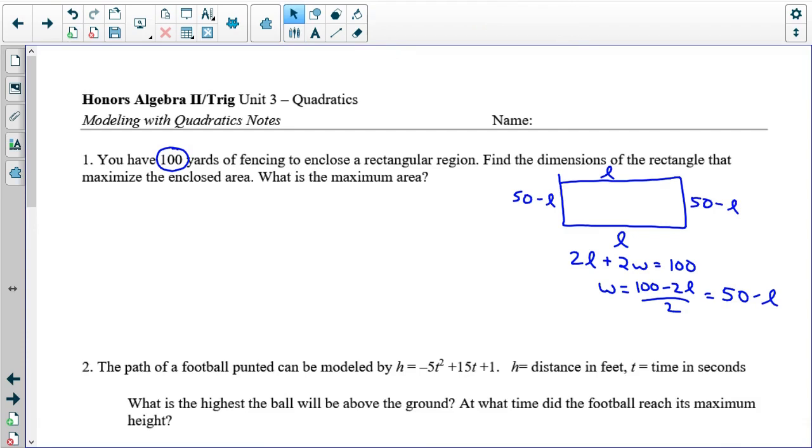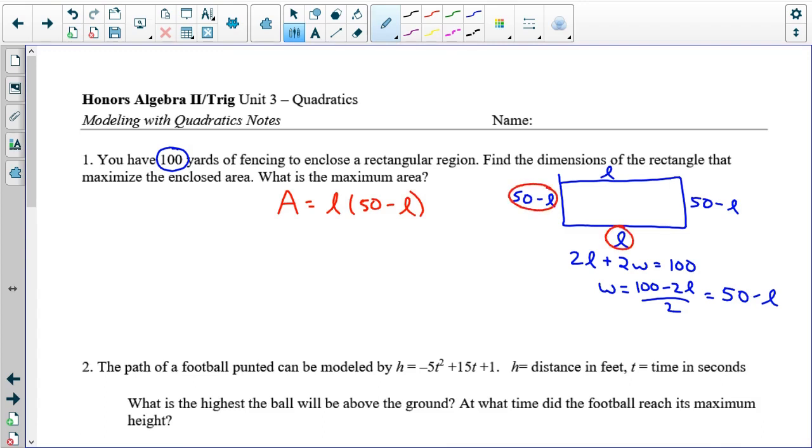And so now I have an area equation. An area equation is going to be L times 50 minus L because area is length times width. So I just take these two things and multiply them by each other. What I'm going to want to do in my calculator is make A equal to Y and L equal to X, if I use a calculator. So I'm going to want this to be X times 50 minus X if I do this on a calculator.